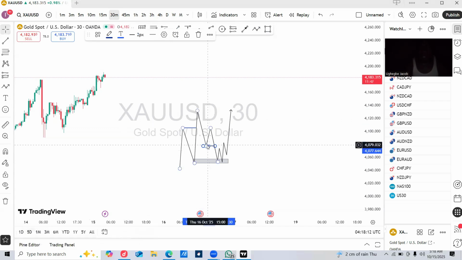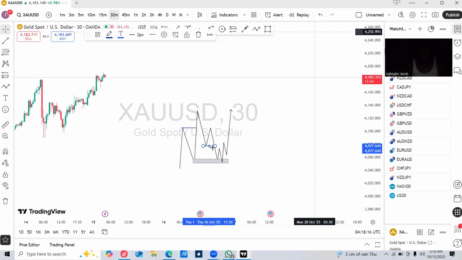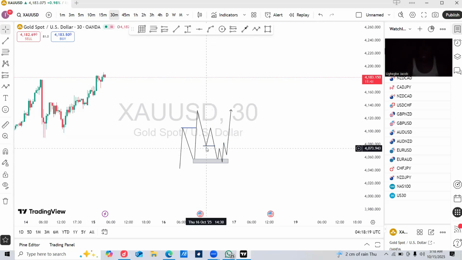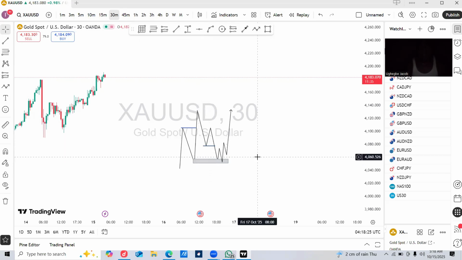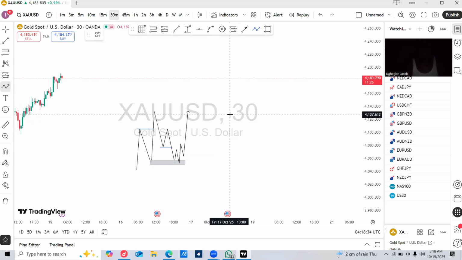Once you have seen this pullback, knowing that the market must sweep this area and tap this order block, then this is an uptrend market. Then in a downtrend market, you can see that when the market moves up, for example, the market is coming down.